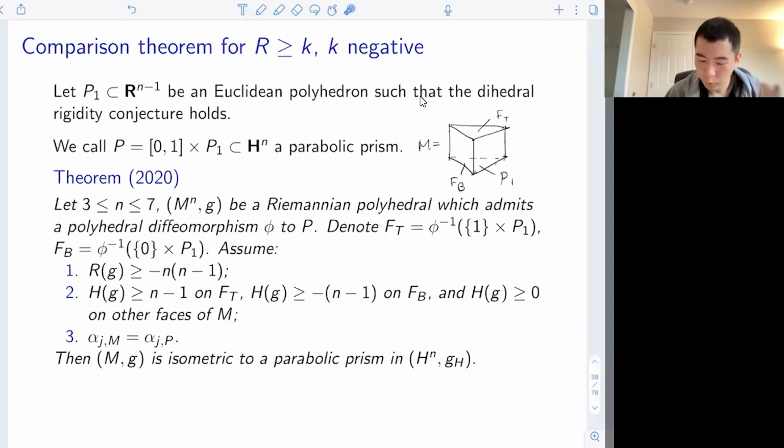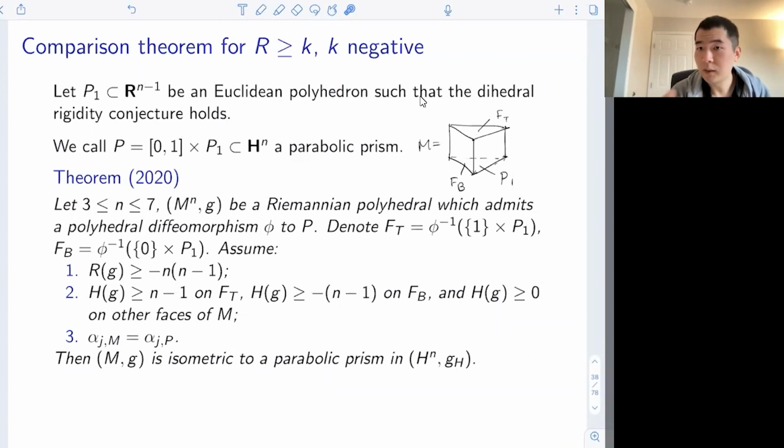Assume your Riemannian polyhedron satisfies a similar comparison condition, namely scalar curvature in the interior is bounded below by the constant scalar curvature of the hyperbolic space. And the boundary mean curvature should be larger than or equal to the corresponding ones on the comparison model. So it's bigger than or equal to n-1 on top, bigger than or equal to minus n-1 on the bottom, and everywhere on the side faces is non-negative. And still, let's assume that the dihedral angles are everywhere equal to the dihedral angle of the hyperbolic prism. Then the statement is still an isometry property: this whole Riemannian polyhedron should be isometric to a parabolic prism in the hyperbolic space. So this is the extension to the hyperbolic setting.